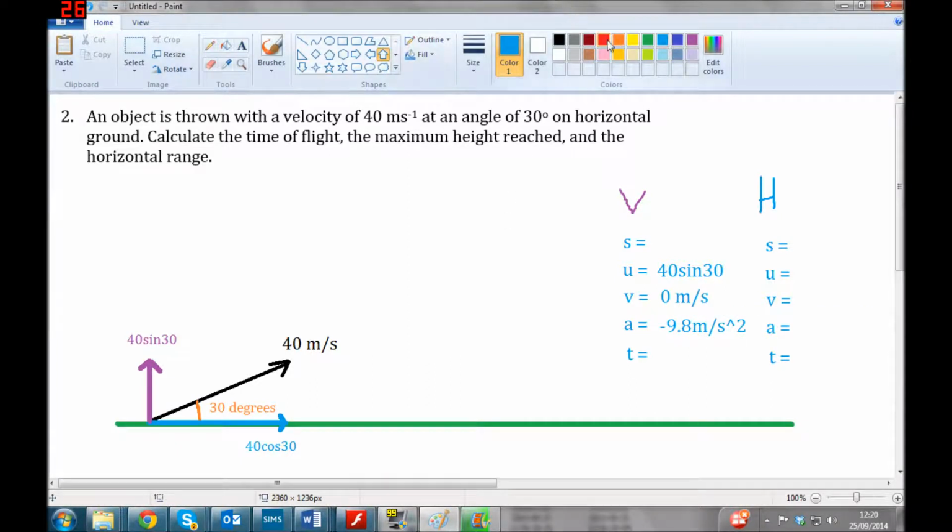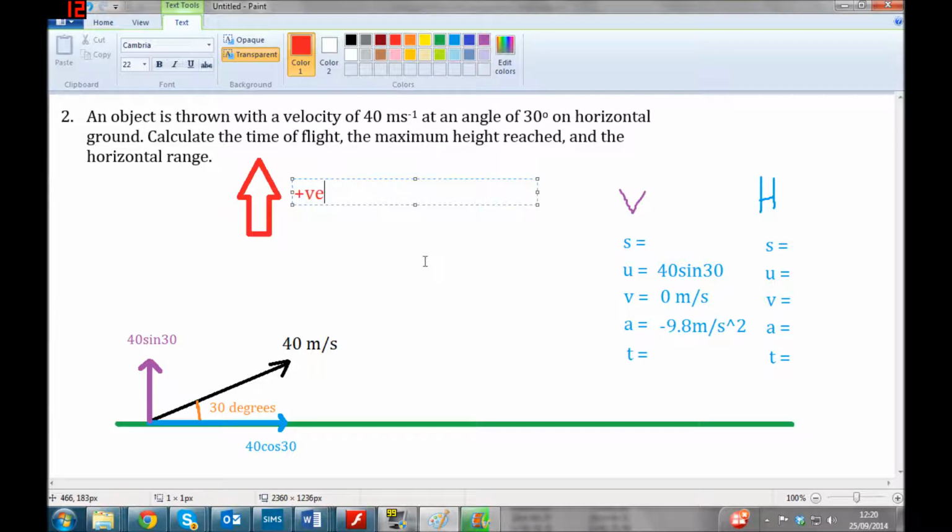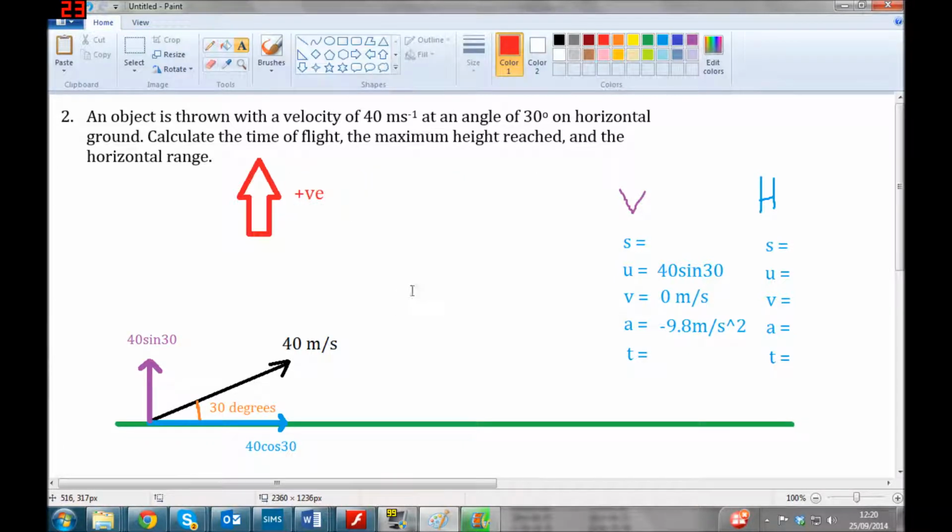Well, I didn't actually declare that this way is going to be positive this time. Why is that? No reason, I just felt like it. But the initial velocity was positive, 40 sine 30. So if I'm saying that that's a positive number, the acceleration is in the opposite direction, it must be negative because it's a vector. So immediately I've got 3 things here. Hopefully I can figure out some stuff with them.